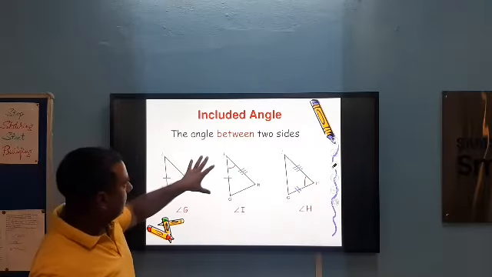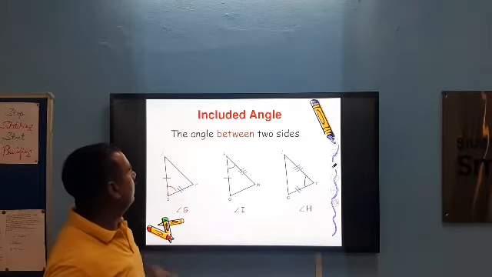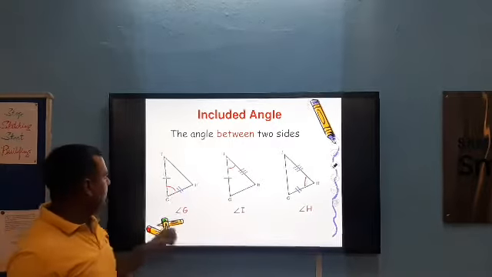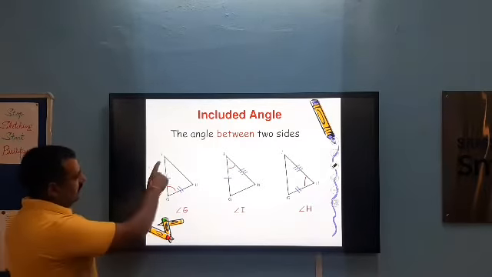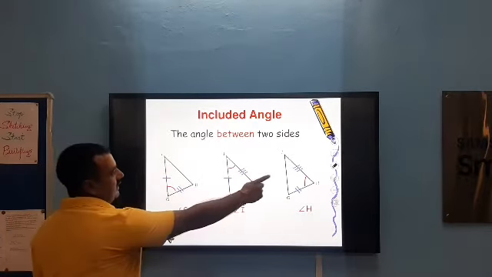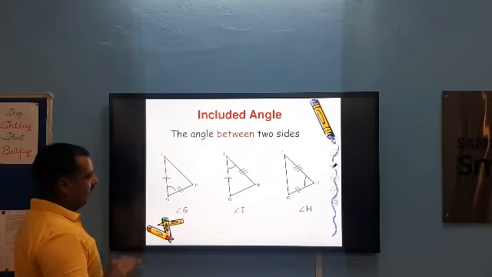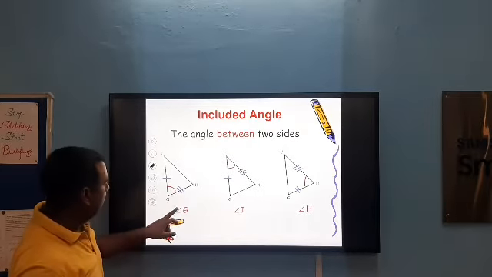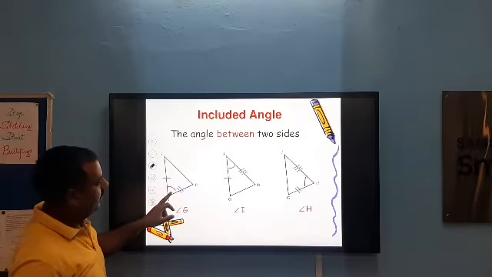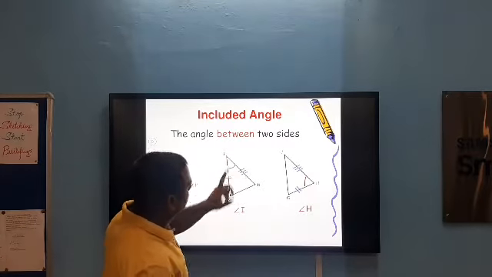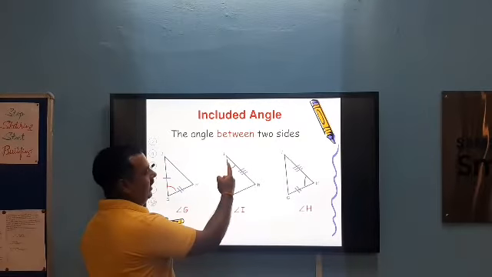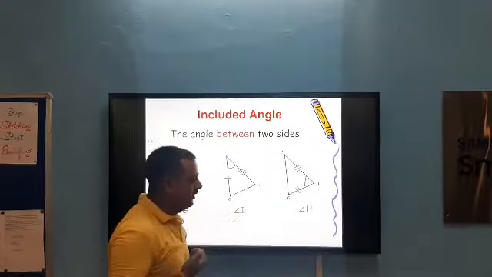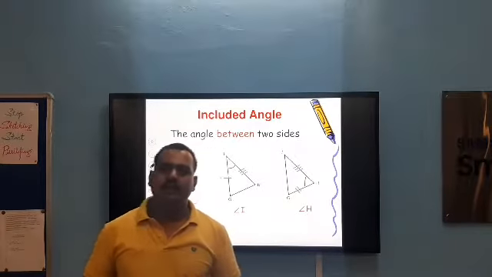Now we can see again the included angle, the angle between 2 sides. Here we have 3 diagrams in which triangle IGH is represented 3 different ways. If we take IG side with GH side, then angle G is included angle. If we take IG and IH, these 2 sides, then angle I is known as included angle. If we take IH and GH side, then angle H is known as included angle.